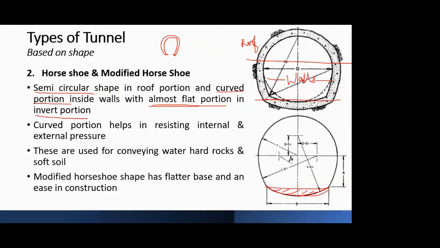And this curved portion, whatever you have in these walls, so these curved walls will help you resist the internal and external pressure. Now we had seen in the circular tunnel that the circular tunnel is best in resisting the pressure, internal and external. Okay. So the only disadvantage in that circular tunnel was you have to fill the invert.